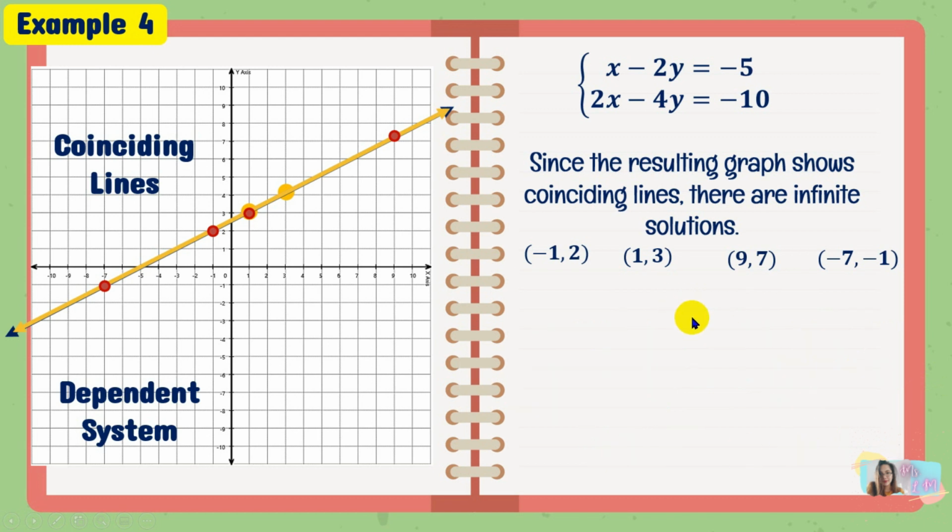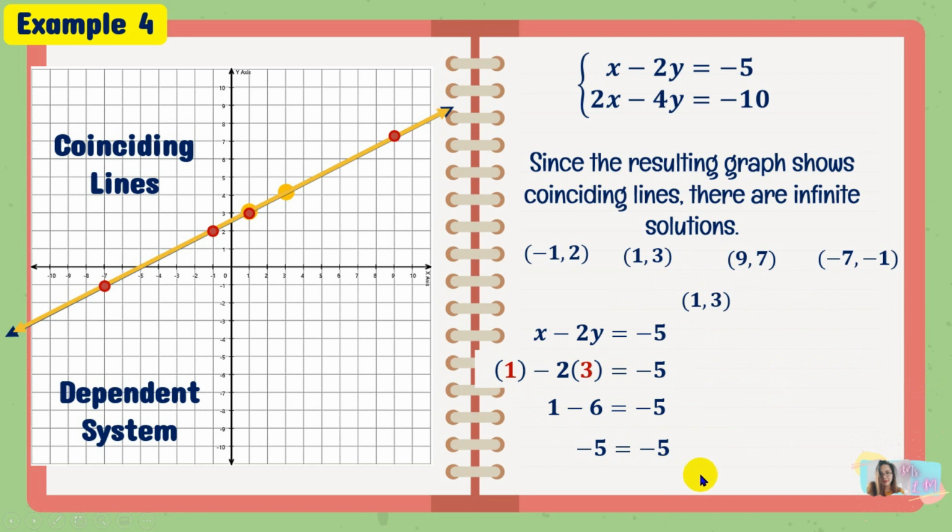So, we can also try positive 1 and positive 3. Substitute again. 1 minus 2 times 3 is equals to negative 5. So, magkakaroon tayo ng 1 minus 6 is equals to negative 5. So, 1 minus 6 is negative 5. And negative 5 is equals to negative 5.